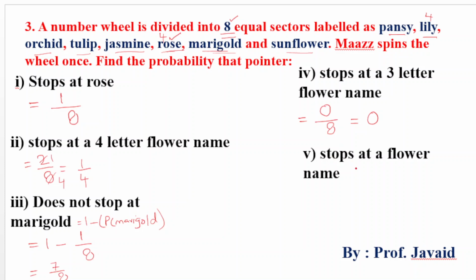So stop at a flower's name. Okay. Stop at a flower. So he's asking flowers. So this is a common name. So how many are total? Favorable outcomes are 8 and divide by total. So that will be 8. Okay. So 8 divided by 8, that will be 1. So I hope you understand this question. So let's move towards the next.